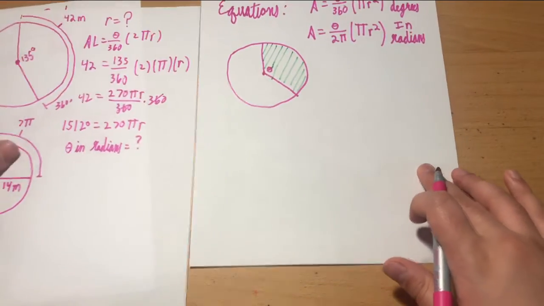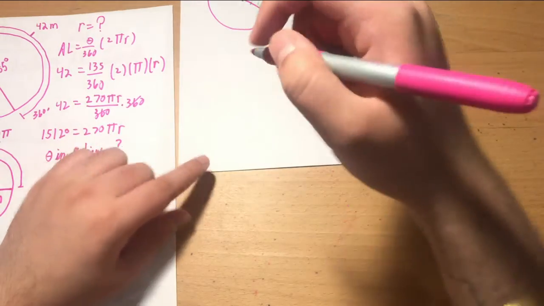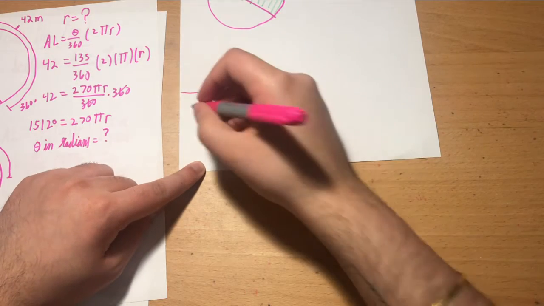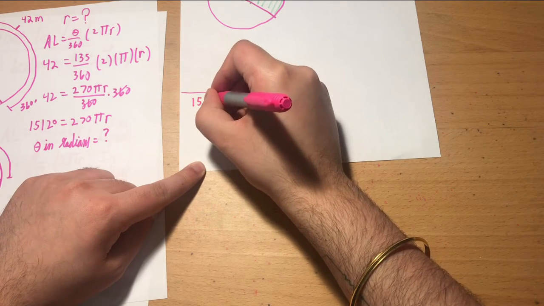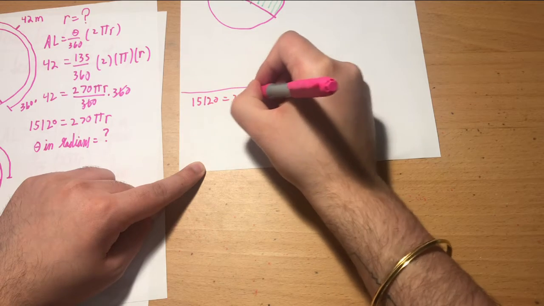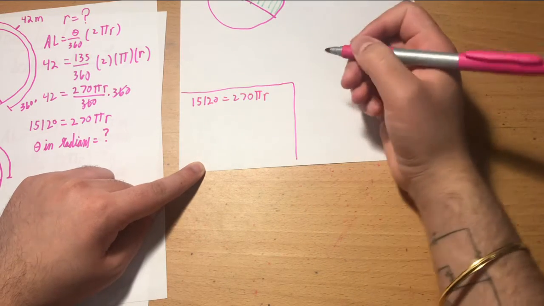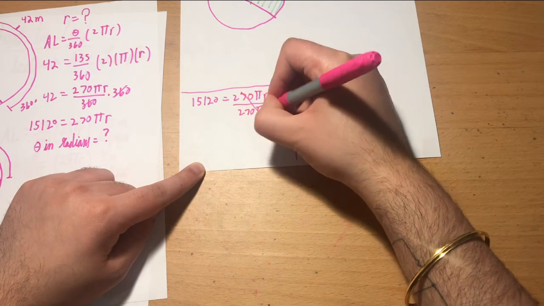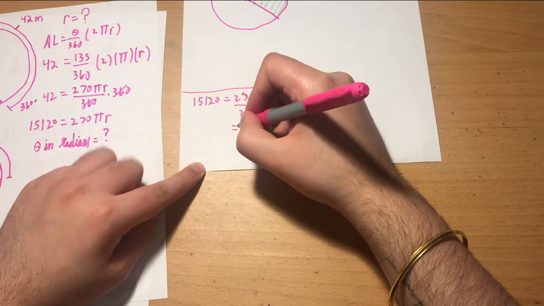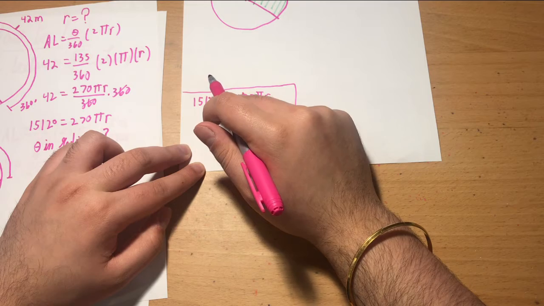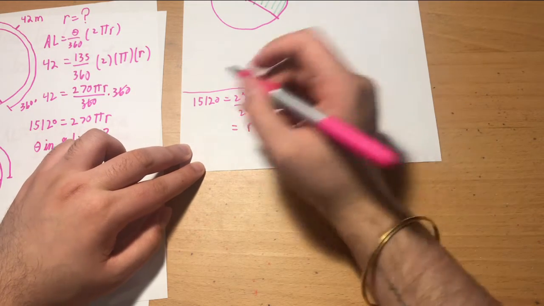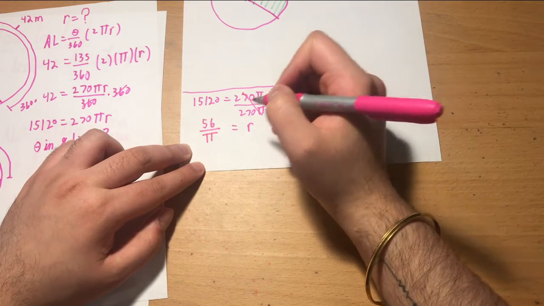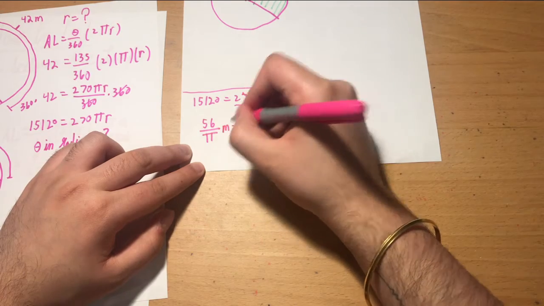All right. So just right here on the bottom, what we're left with here is 15,120 is equal to 270 pi r. Now we divide both sides by 270 pi, right? And we're left with r is equal to 15,120 divided by 270, which is 56. And I'll leave it in terms of pi, right? So our radius is 56 over pi meters.